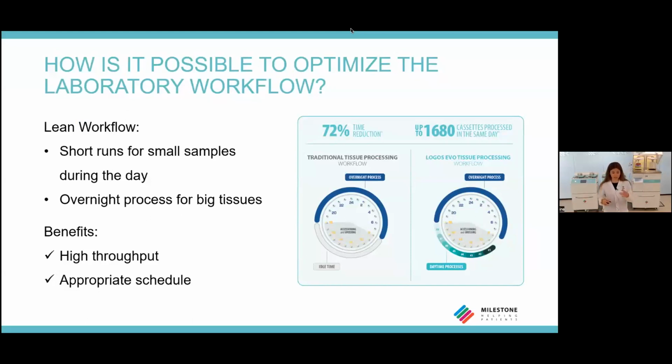So in this graphic, we can see the traditional workflow on the left with the overnight process, and then the rest of the day, the unit is not used. In our processor, we can achieve a lean workflow. So you can see on the right that in the daytime, the unit can be used for short runs. The unit can work.